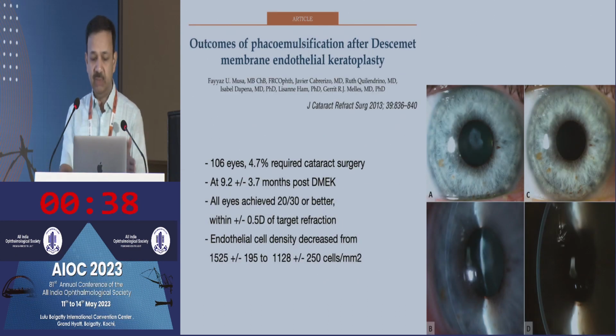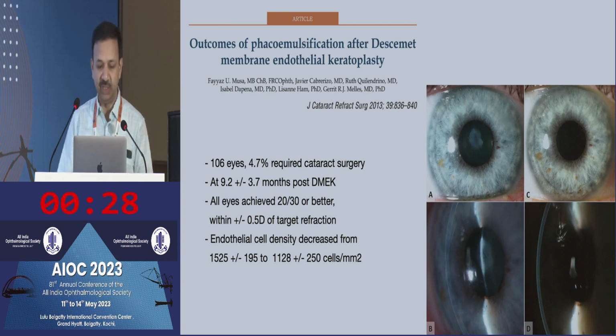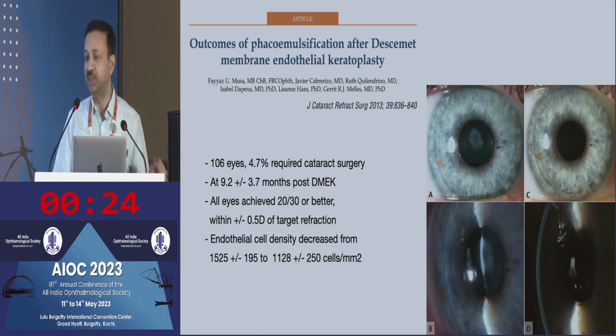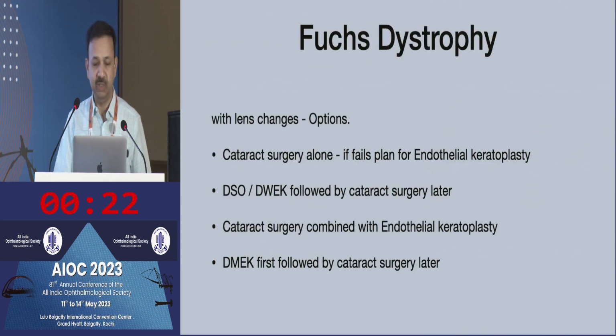This is a study where they did phakic DMEK, and later on when patients developed cataract, they went ahead, did a cataract surgery, and they did find that the endothelial cell loss from the cataract surgery was not very significant, and the majority of the eyes achieved 20/30 or better, and the target refraction was within plus minus 0.5. So, if you have Fuchs dystrophy with lens changes, you can plan for cataract surgery alone and plan for endothelial keratoplasty later.